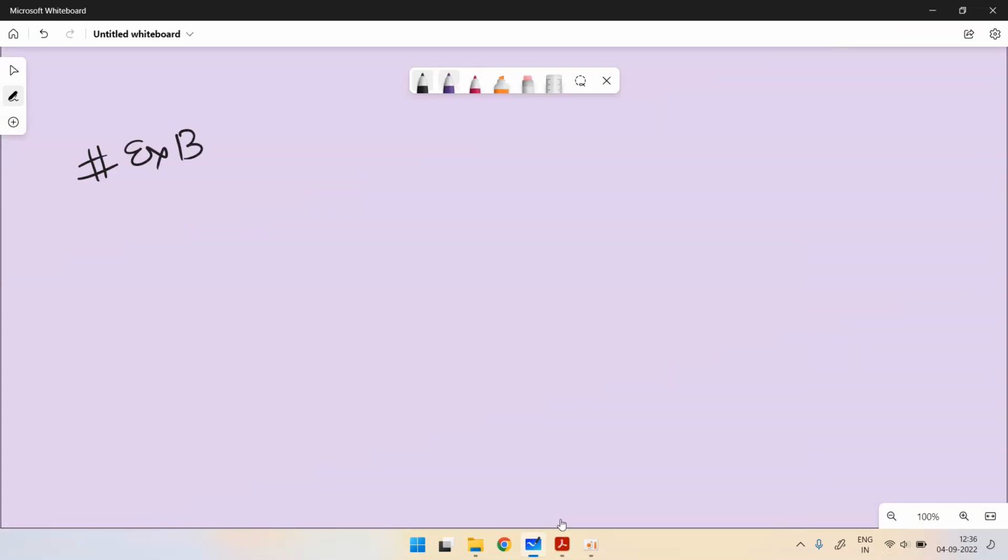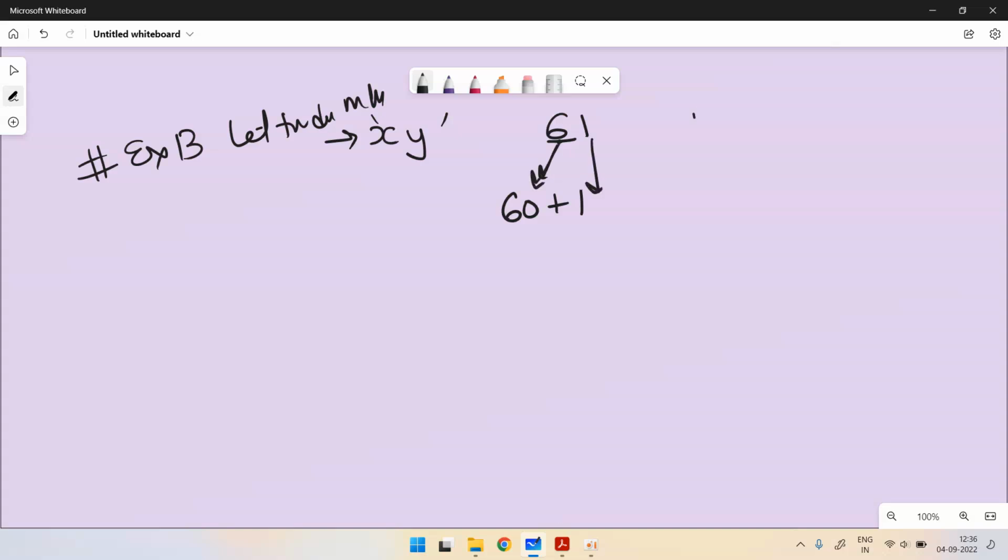Example 13. Let me assume that my two-digit number is xy. Let the two-digit number be xy. How can I pronounce this? The first digit is x and the second digit is y. If you write 61, what is 61? That is 60 plus 1. That is, you need to multiply the first digit by 10 and the second digit by 1. Similarly 85. What is this? 80 plus 5.